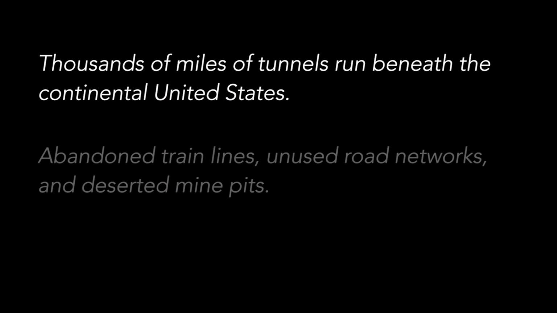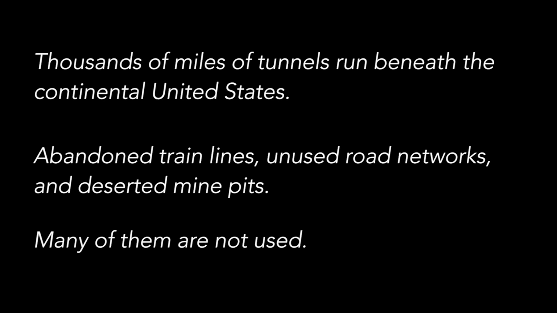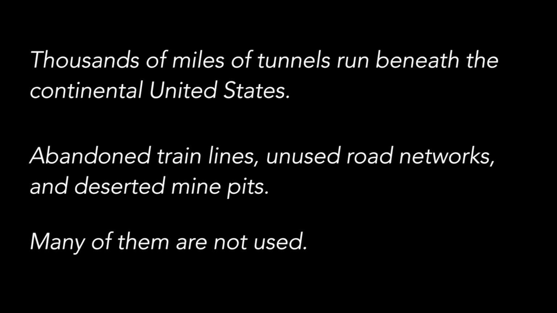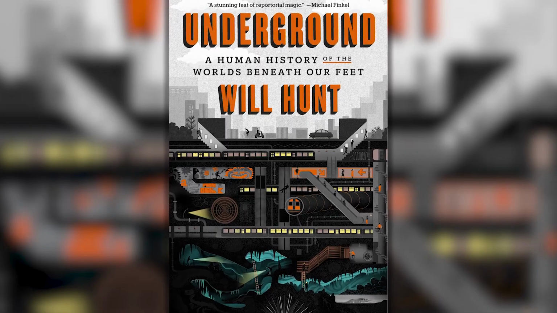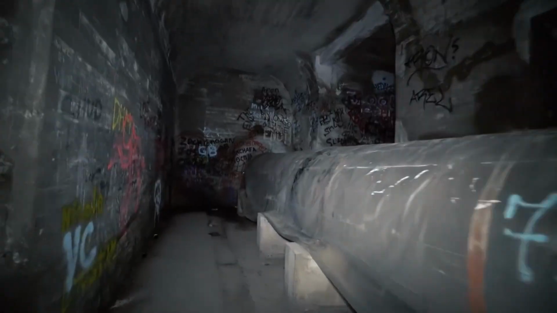Okay, the opening title card establishes that there are thousands of miles of underground tunnels across the US, with the cryptic hint that many of them are not used, implying some of them must be, foreshadowing the later reveal of the tunnels spanning the US from which the tethers rise up. If you're interested in this, there's actually a book called Underground: A Human History of the Worlds Beneath Our Feet by Will Hunt. It explains the real-life abandoned infrastructure beneath US cities, but this grid doesn't span the whole country, so you can take off the tinfoil hat.